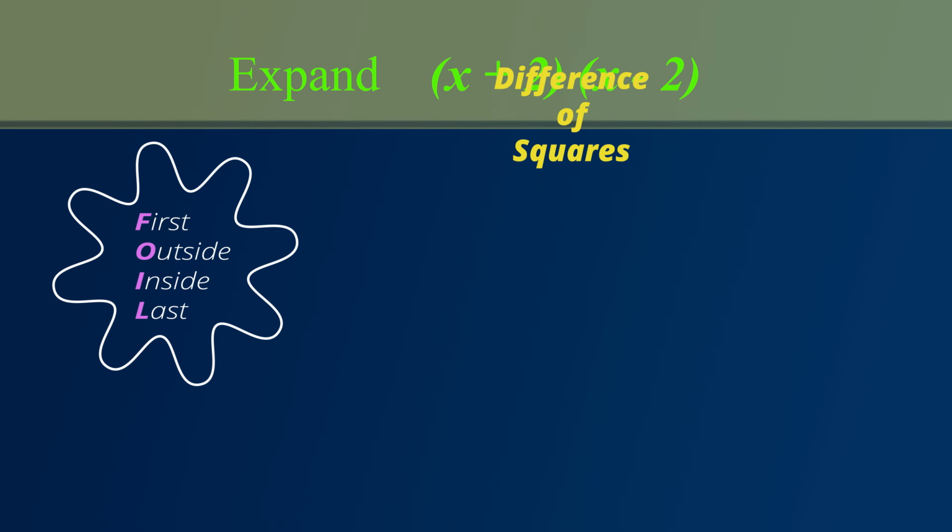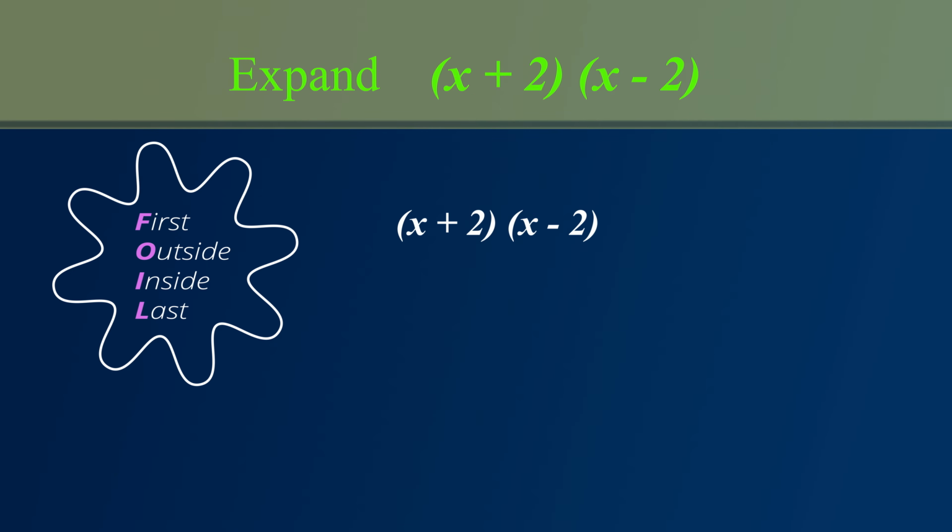This example is called a difference of squares. x plus 2 times x minus 2. Now use FOIL. First, x times x is x squared. Outside, x times negative 2 is negative 2x. Inside, 2 times x is 2x. Last, 2 times negative 2 is negative 4. Now simplify. The answer is x squared minus 4.